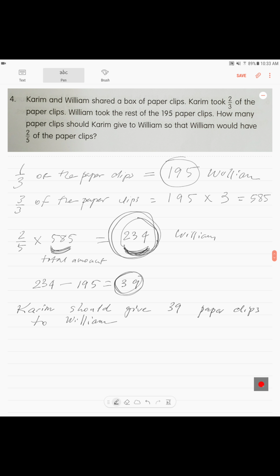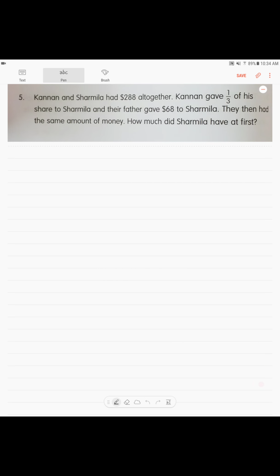Alright, problem number 5. Kana and Sharmila had 288 altogether. Kana gave 1/3 of his share to Sharmila and their father gave 68 to Sharmila. Okay. Then they had the same amount of money. How much did Sharmila have at first?